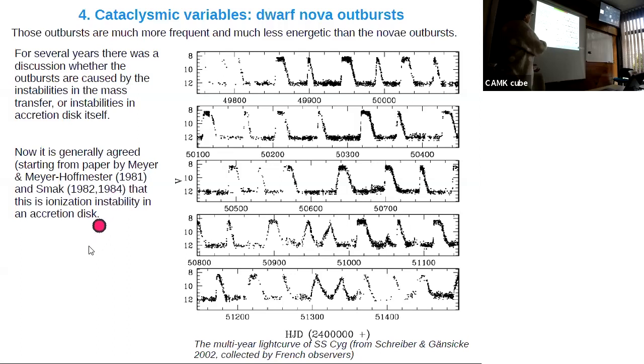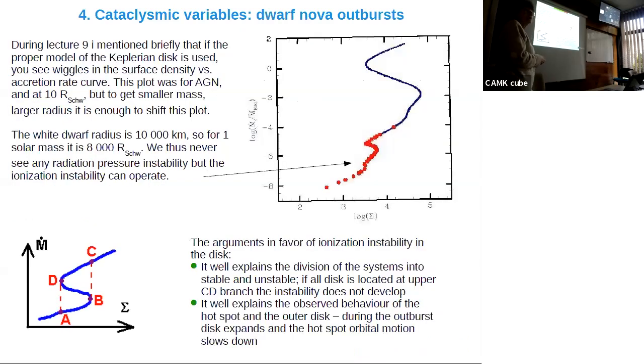And then a few years later, a much more extensive paper, so he's considered also as co-discoverer of the mechanism responsible for dwarf novae outbursts. So it's now generally believed that this is really ionization instability, which I shortly mentioned before. You saw this plot during lecture 9 that was made for AGN, but it does not matter. Here was the surface density, and here was the accretion rate, and this is the curve which shows the thermal equilibrium, in that case at 10 Schwarzschild radii, because it was for an AGN. And if you remember, you had here the slim disk, you had radiation pressure instability, and then here we have ionization instability.